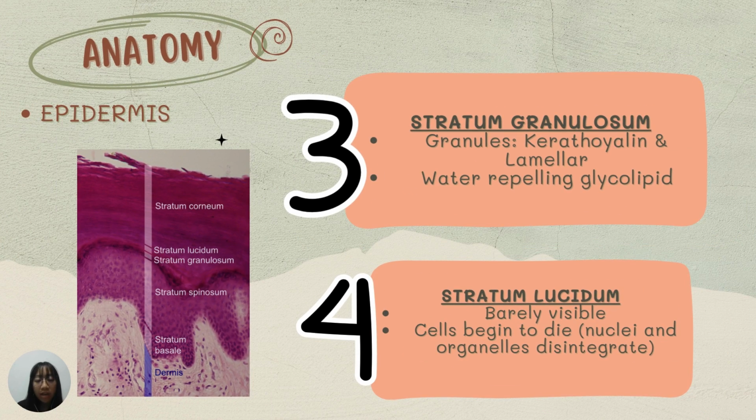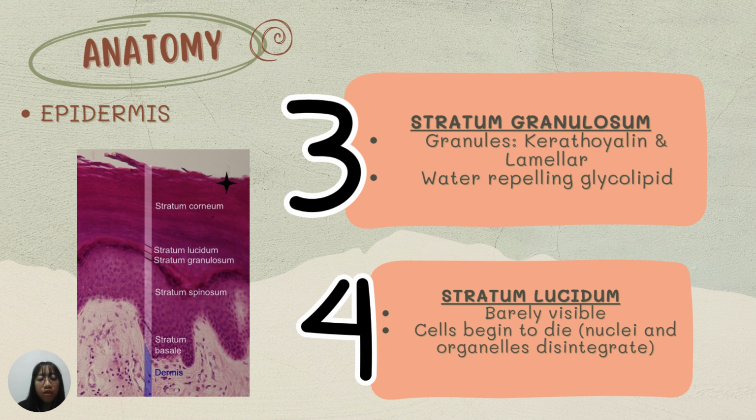The third layer is the stratum granulosum, which contains granules, keratohyalin and lamellar granules. These granules will secrete a water-repelling glycolipid, which is really important in preventing water loss from the skin.